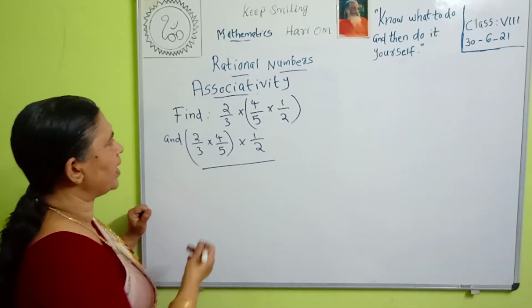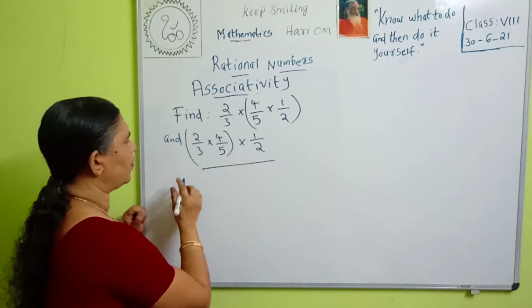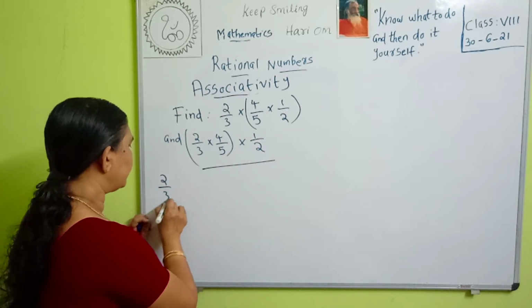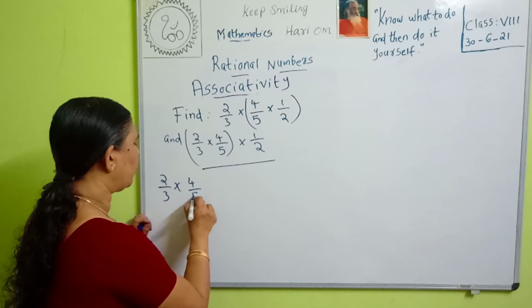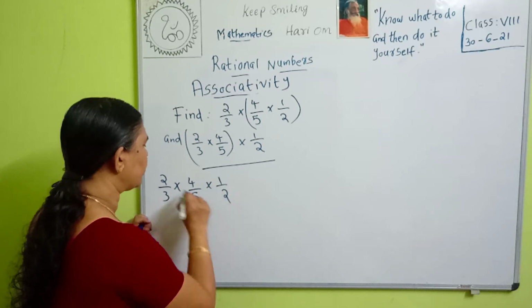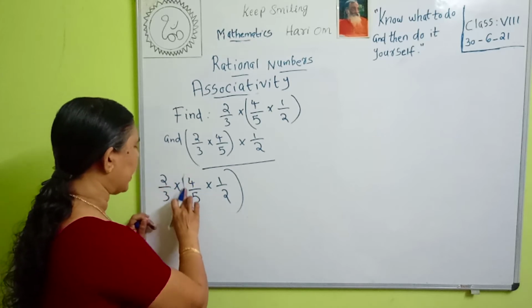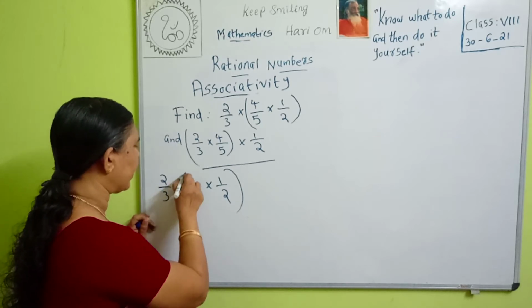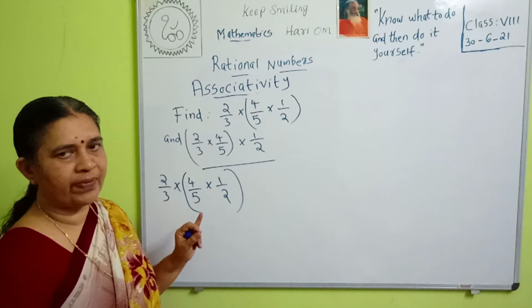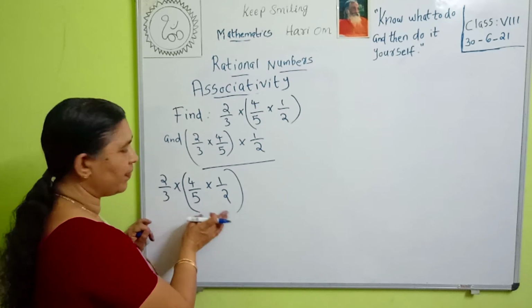Find 2/3 × (4/5 × 1/2). First you find 2/3 × (4/5 × 1/2). Here, if the numbers are in a bracket, first you do the multiplication in the bracket. Aparna, then what do we do first? We multiply the 4/5 × 1/2.